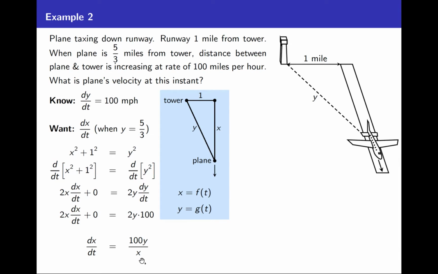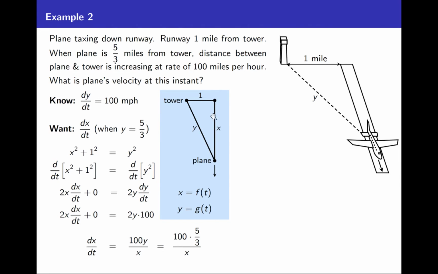Now notice that this dx/dt, the rate of change that we're looking for, has both a y and an x in it. Y is the distance from plane to the tower. And remember that we want dx/dt when y is equal to 5/3. So we can plug in 5/3 for that y. So good, we get 100 times 5/3 over x. But now what is x?